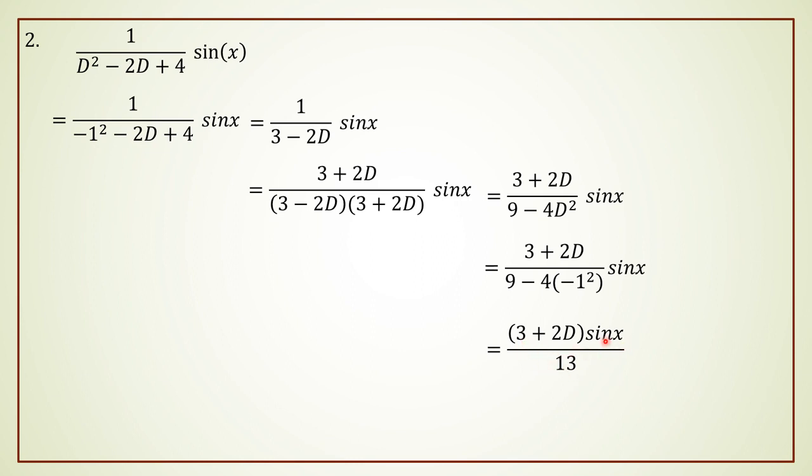It implies 3 into sin x plus 2 into D of sin x. D of sin x implies the differentiation of sin x. What is the derivative of sin x? The derivative of sin x is cos x. So you have 2 cos x by 13. Therefore, 1 by D square minus 2D plus 4 of sin x is equal to 3 sin x plus 2 cos x by 13. Okay, hope it is clear to you.